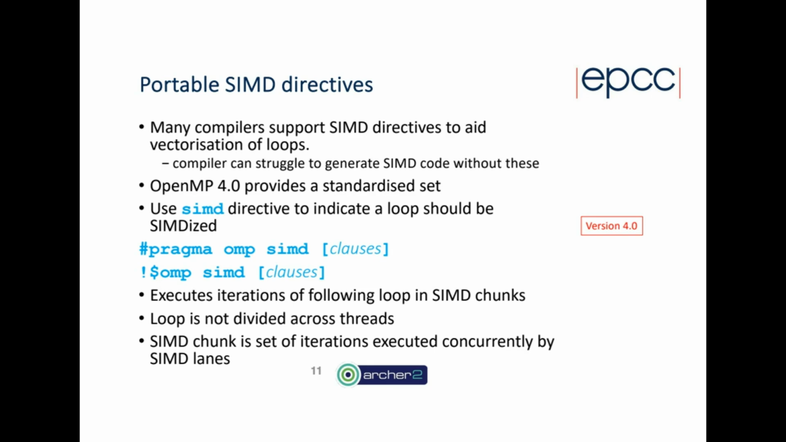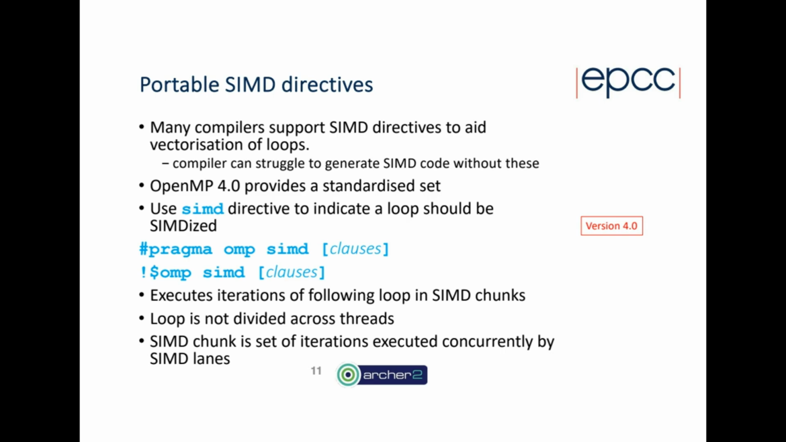So the main way this works is the SIMD directive to indicate that a loop should be SIMDized. This is a directive that applies to the immediately following do or for loop. And so this will execute the iterations of the following loop in SIMD chunks. This directive of itself does not divide the loop across threads. So if you want thread parallelism as well as vector parallelism, you have to combine two directives. You have to do OMP for SIMD or OMP do SIMD.